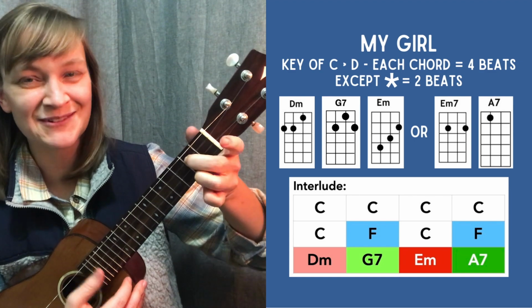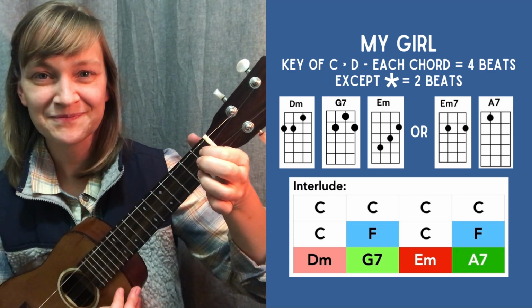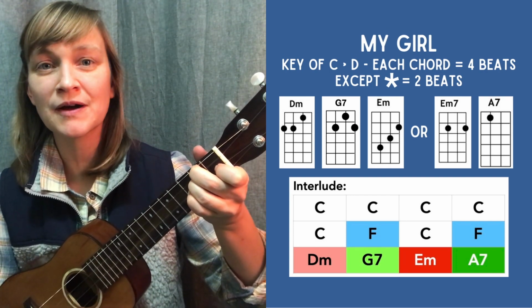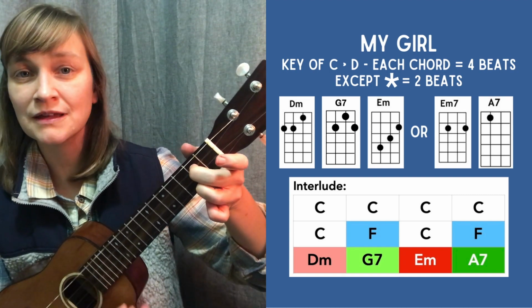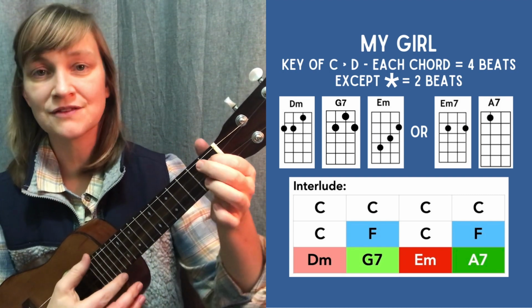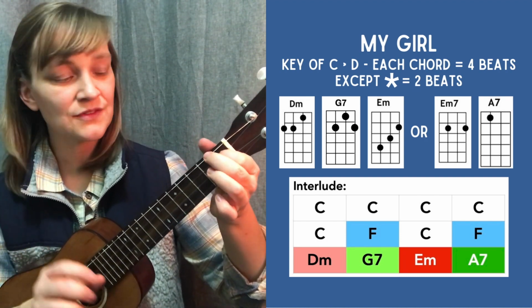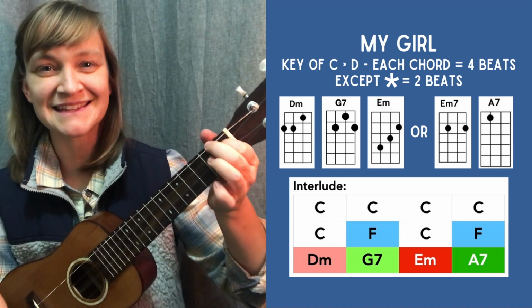Sorry, that's the G7 without the index, right? And then ending up on A7. So again, that modulation sequence is D minor for a bar, G7 for a bar, E minor or E minor 7, to A7. That's the turning point, right into the key change.